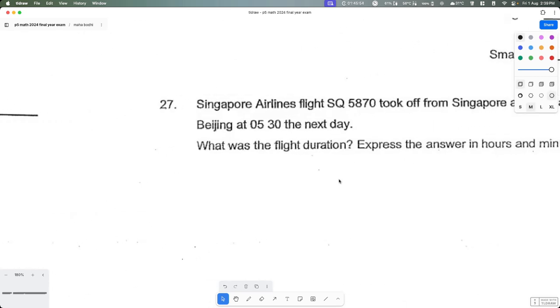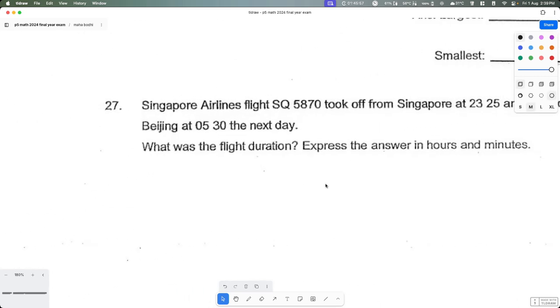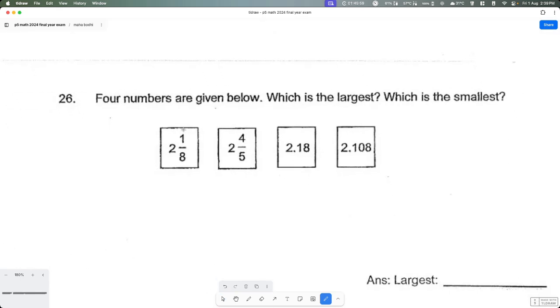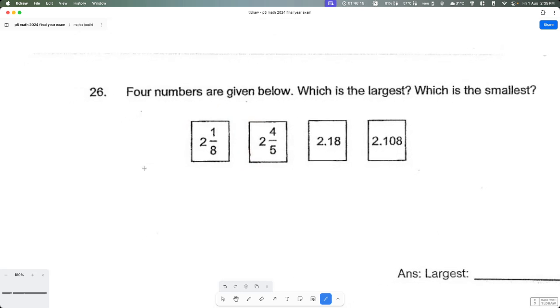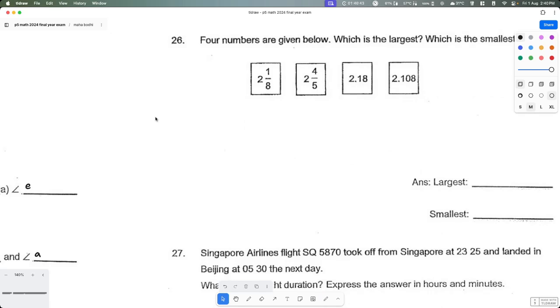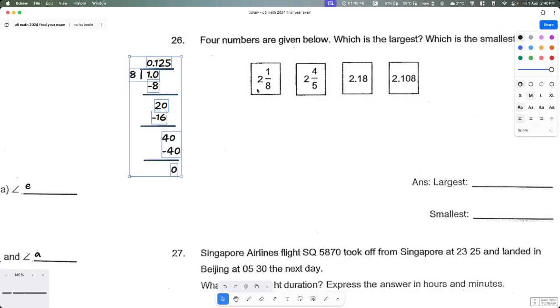All right, question 27. Okay, sorry, not question 27, question 26. Four numbers are given below. Which is the largest and which is the smallest? So what we can do is convert these fractions into decimals. For 2 1/8, if I remember, we had 1 divided by 8 in paper 1A. So in this case, 2 1/8 is equal to 2.125.